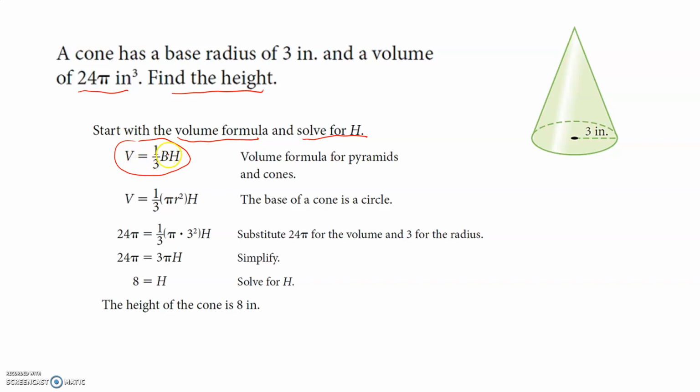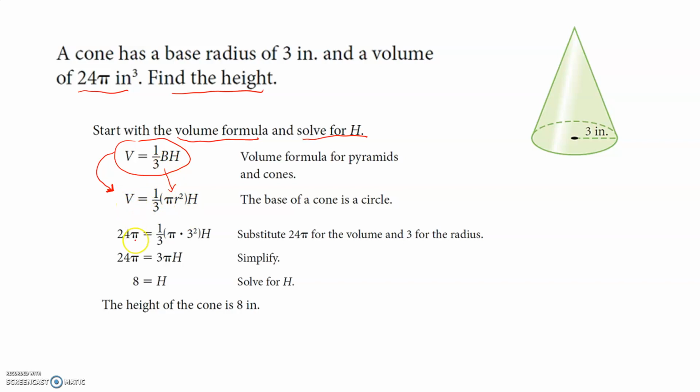Volume equals 1/3 area of the base times the height of the object. Because this is a cone, the area of the base, well, that's a circle, so it'll be pi r squared. So now I have taken this formula and revised it so it's more accurate by putting the base as pi r squared. Now, what do I know?